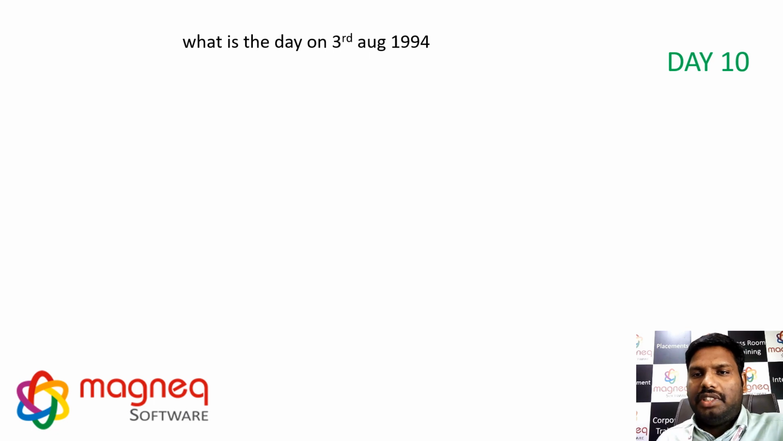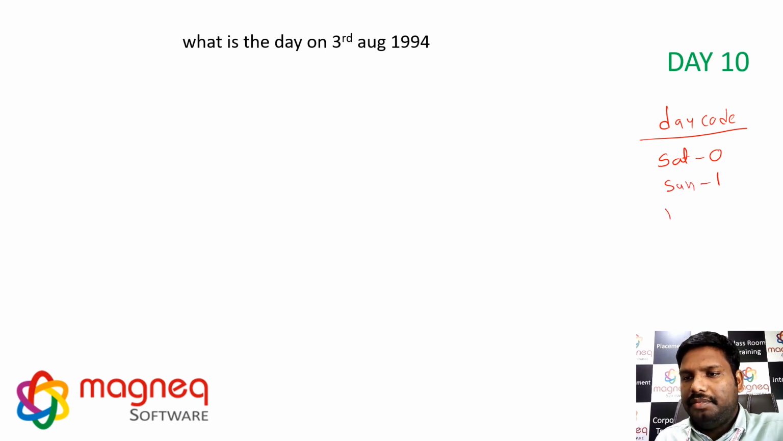Next one. What is the day on 3rd August 1994? For this, first of all, the day code. Day code starting from Saturday. Saturday 0, Sunday 1, Monday 2, Tuesday 3, Wednesday 4, Thursday 5, Friday 6.